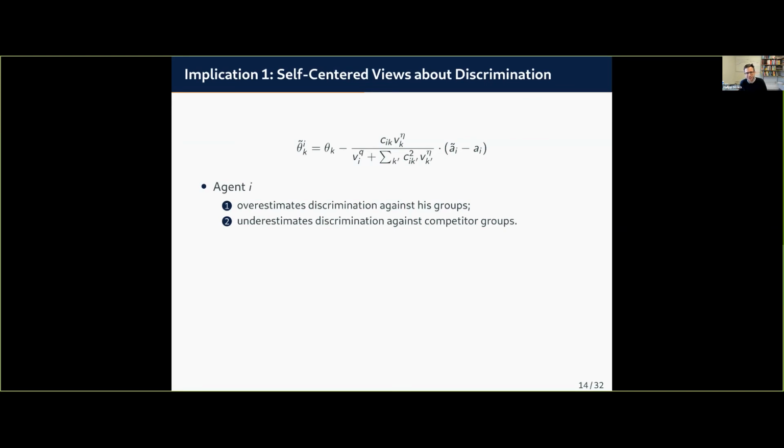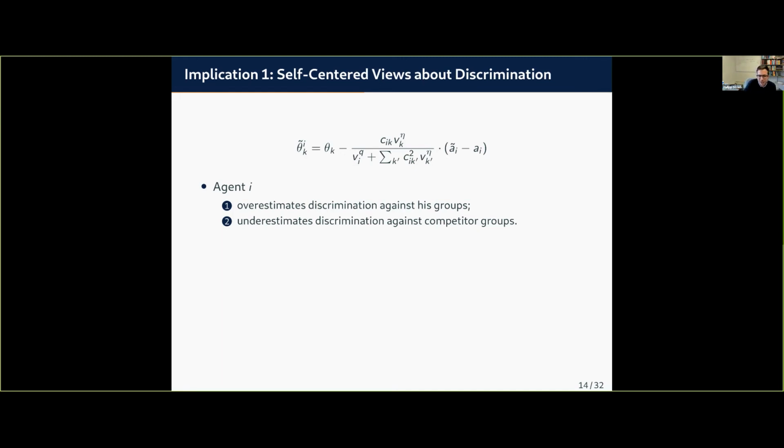So let's go through these formulas. If you look at this formula, what you see here is that person I underestimates the extent of positive discrimination in favor of group K if C_IK is equal to 1, so if person I is a member of group K. So you're going to underestimate the extent to which groups you are a member of are being favored in society. If you're a member of a group and there's positive discrimination in favor of that group, you're going to underestimate the extent of positive discrimination. Conversely, you're going to overestimate the extent of negative discrimination against those groups you're a member of.